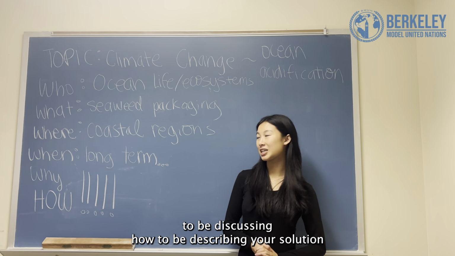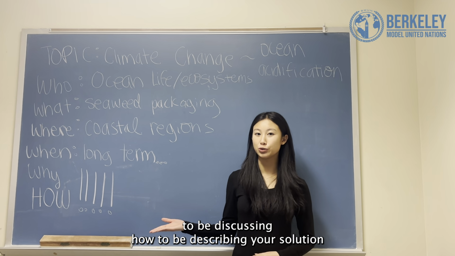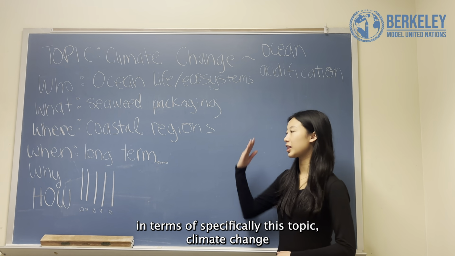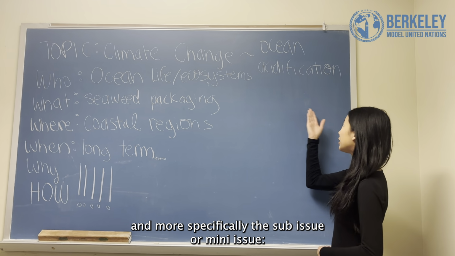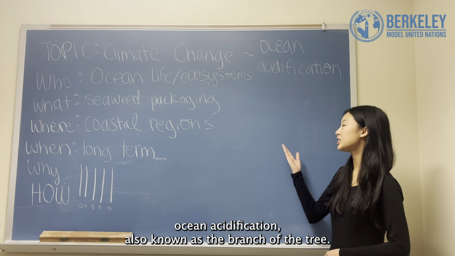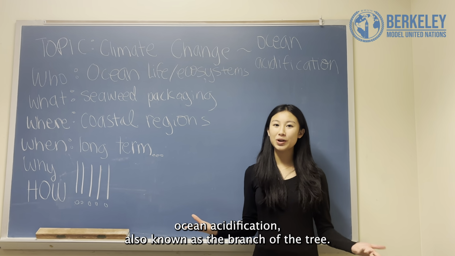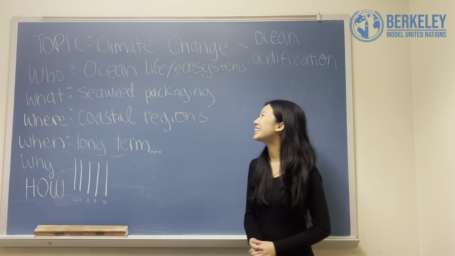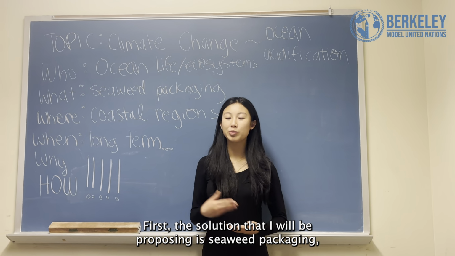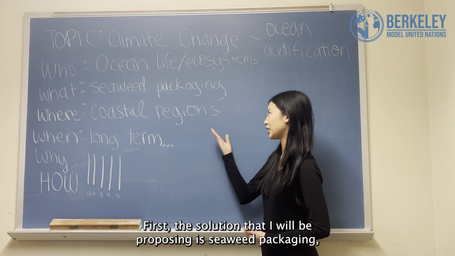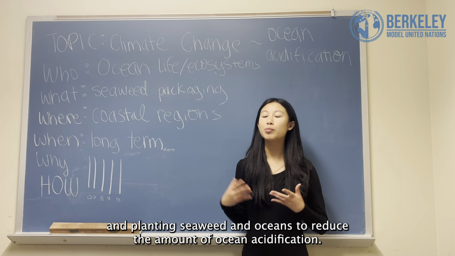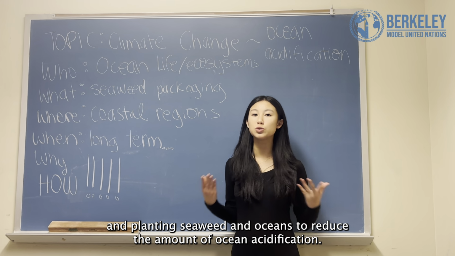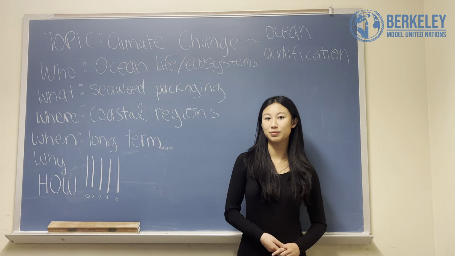Now we are going to be discussing how to describe your solution in terms of specifically this topic, climate change, and more specifically, the sub-issue or mini issue, ocean acidification, also known as the branch of the tree. First, the solution that I will be proposing is seaweed packaging, or the idea of using seaweed instead of paper for packaging and planting seaweed in oceans to reduce the amount of ocean acidification.